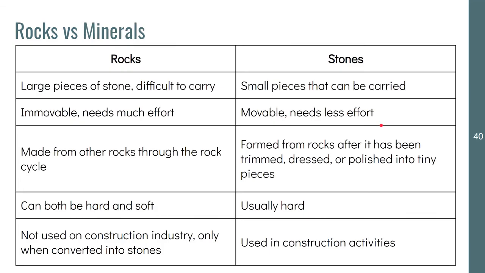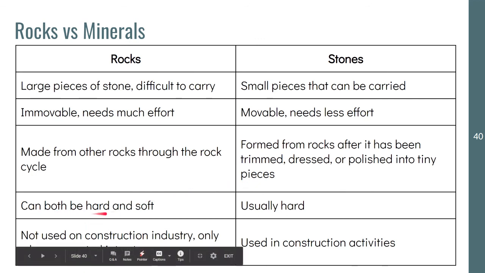So just to further distinguish, rocks are large pieces of stone that are quite difficult to carry, while stones are small pieces of rocks that can be carried. Rocks are immovable, needs much effort. Stones are movable, needs less effort. Rocks are made from other rocks through the rock cycle, so they can be igneous, sedimentary, or metamorphic, while stones are formed from rocks after they have been trimmed, dressed, or polished into tiny pieces through weathering and erosion.